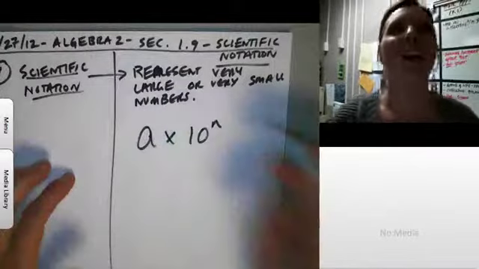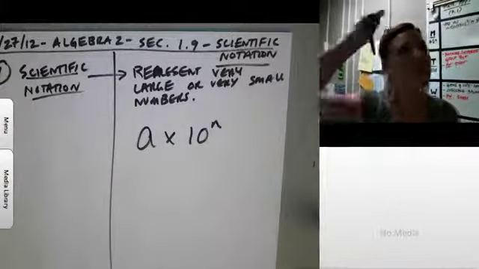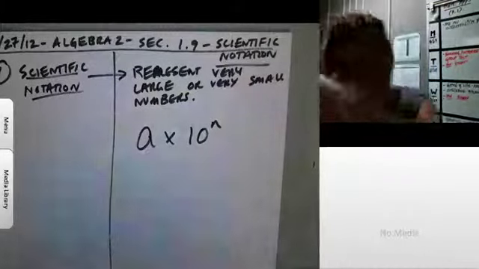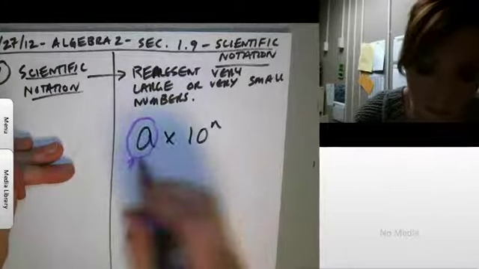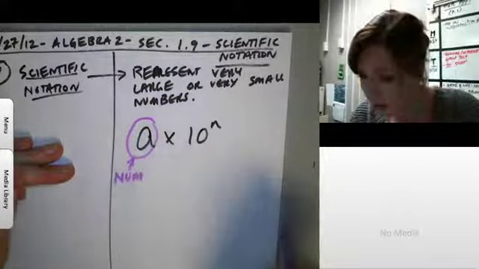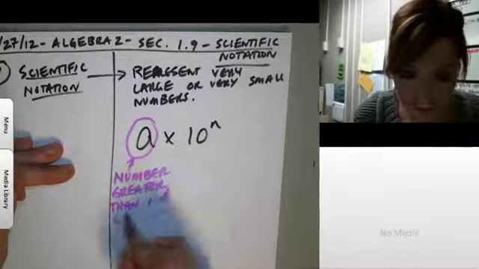All right, so scientific notation. Scientific notation is in the form a times 10 to the nth power. So let's review what each of these mean. A represents a number. Can you guys read the purple? Greater than 1 and less than 10.